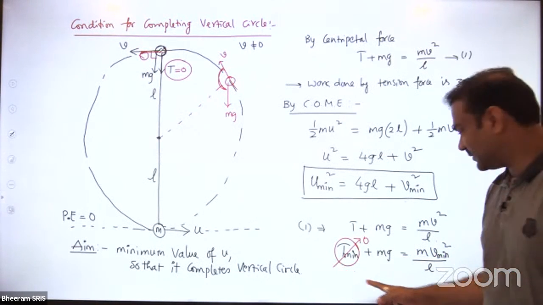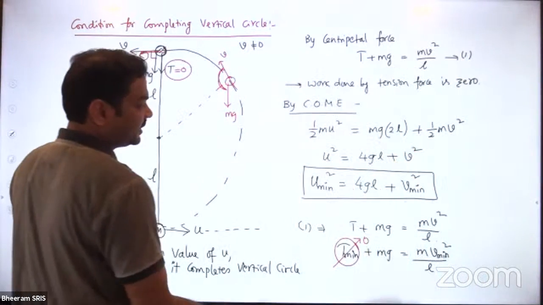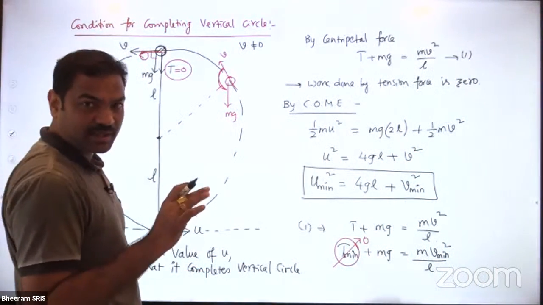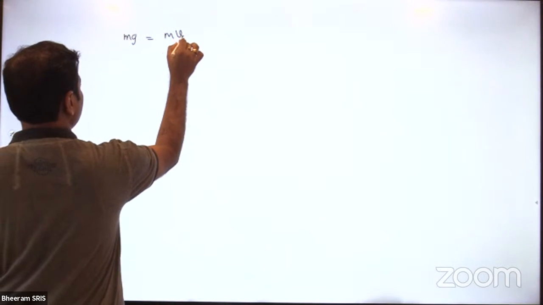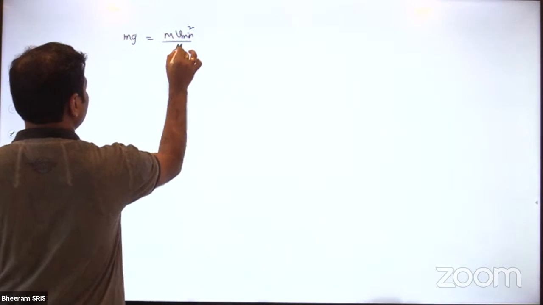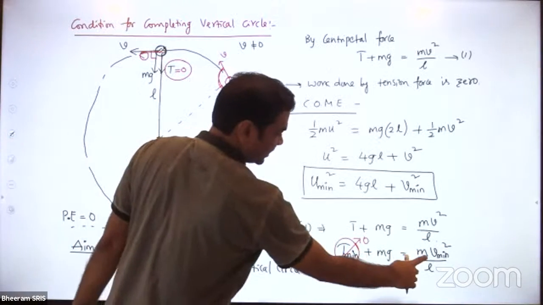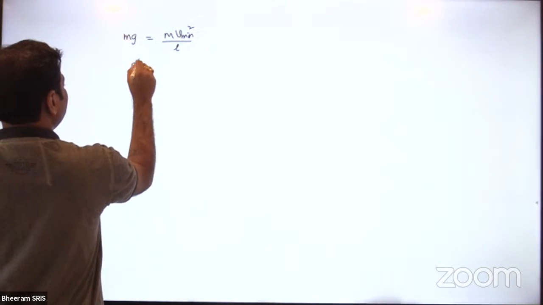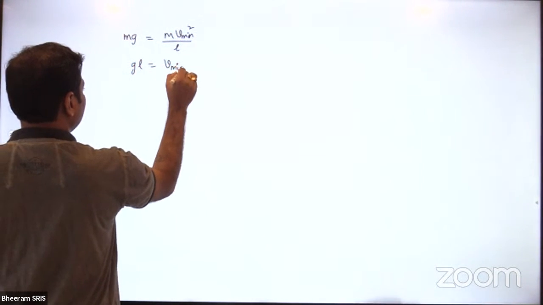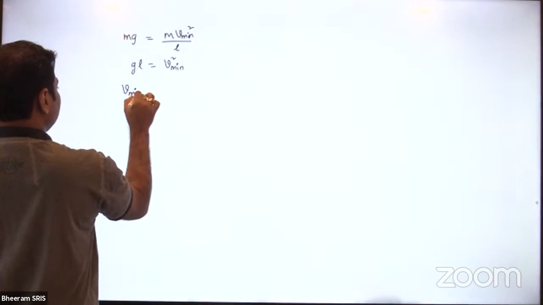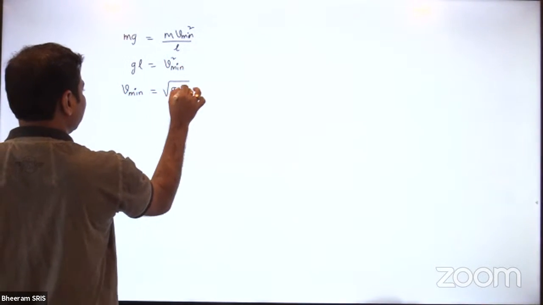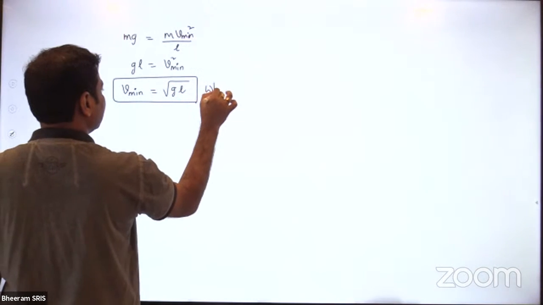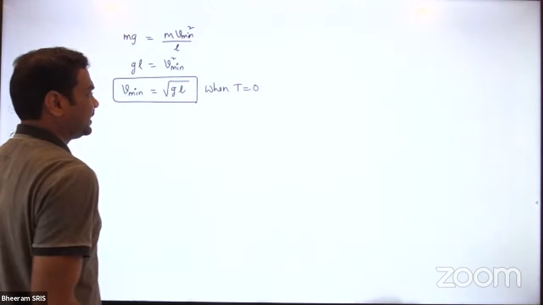As minimum tension is 0, what is the minimum velocity I can write down? Just a minute, you can write down, don't worry. As the minimum tension value is 0, mg is equal to m into v minimum square by L. That is the equation. Mg is equal to m v minimum square by L. Then m cancels out. So gL is equal to v minimum square. This is the minimum velocity at the topmost point when tension is 0 at the highest point.